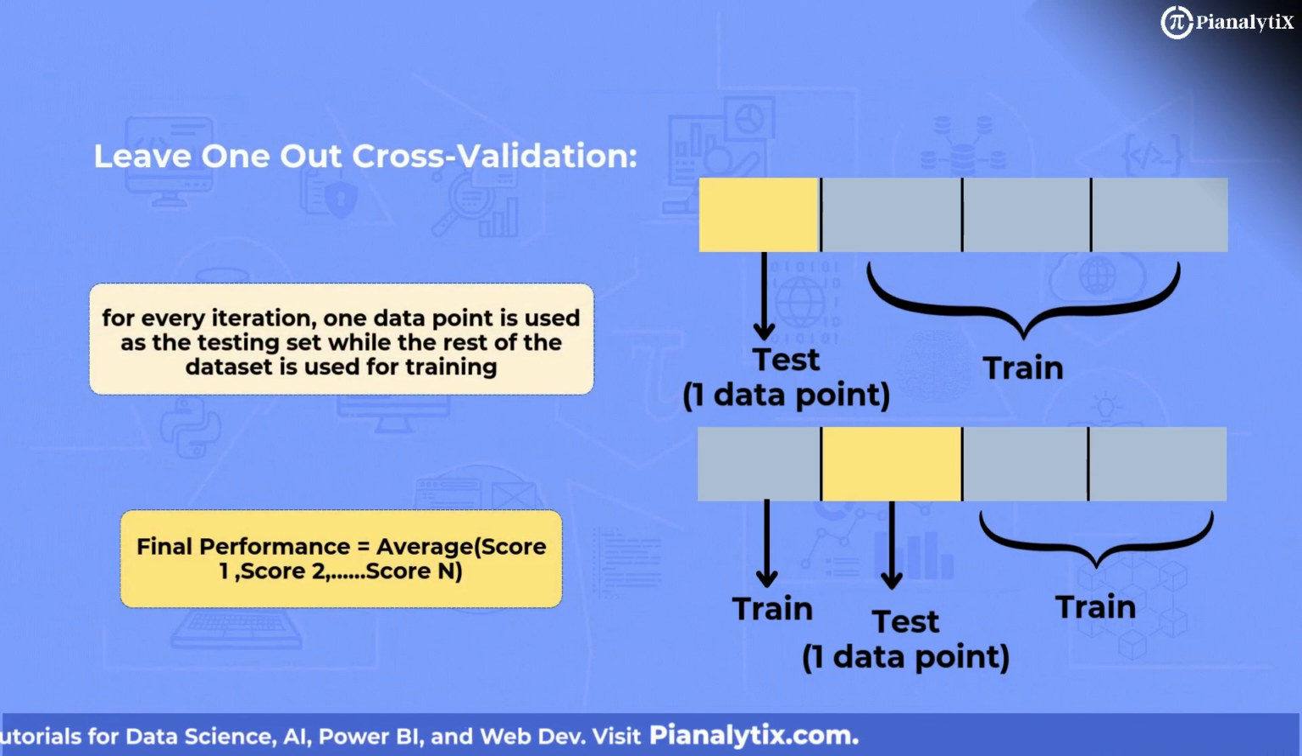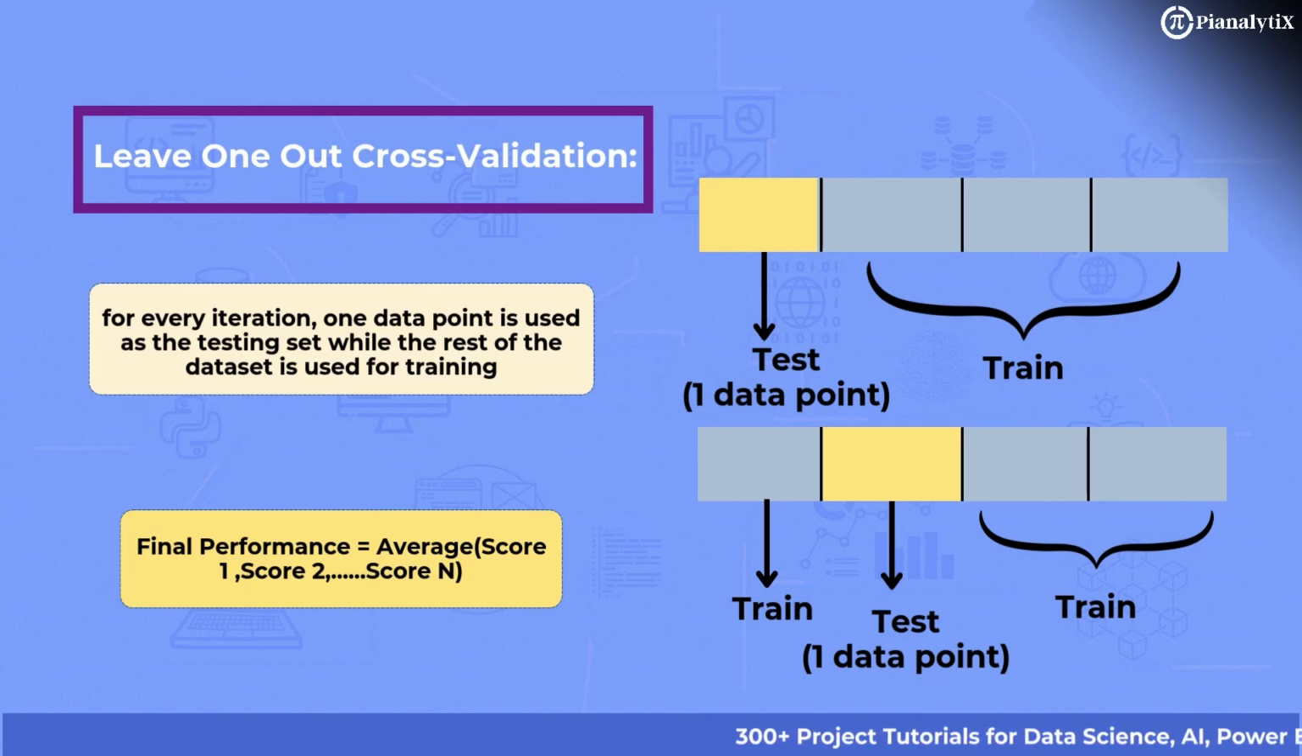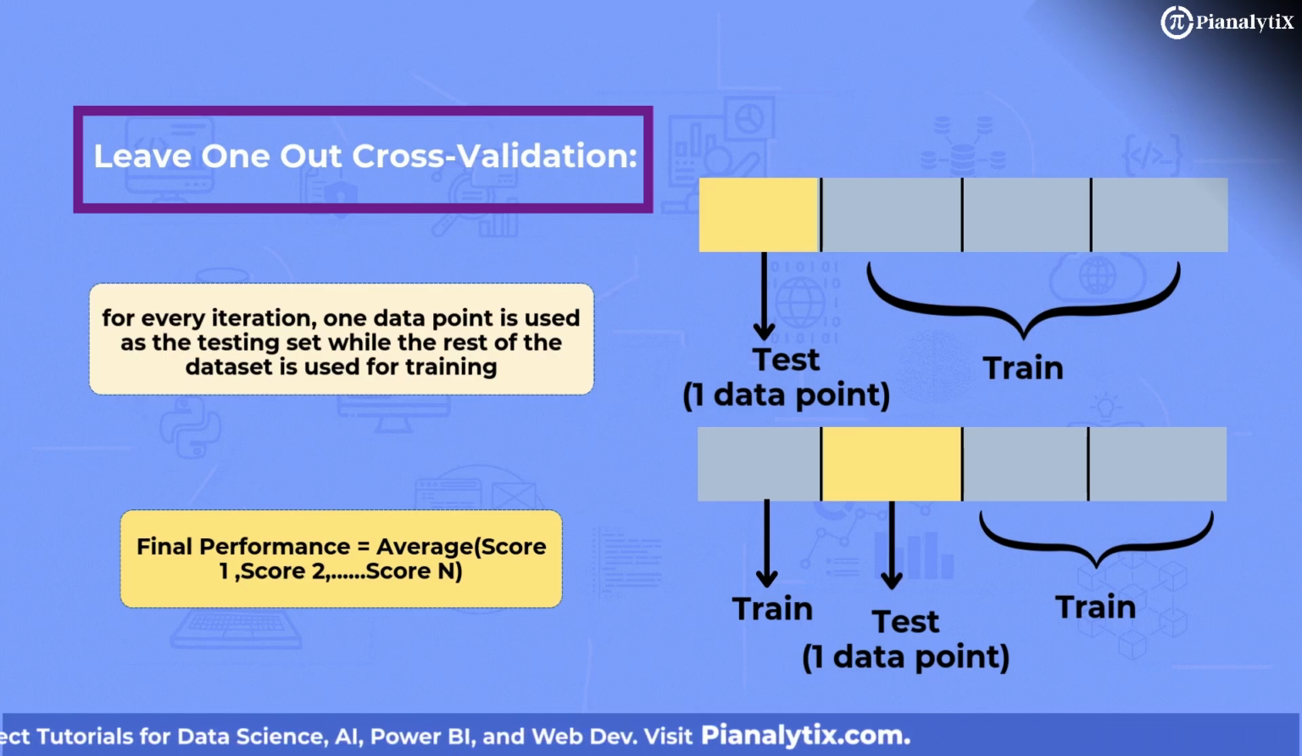Third, leave-one-out cross-validation. This is an extreme case of k-fold where k equals the number of data points. In leave-one-out cross-validation, each data point is treated as its own fold. This means that for every iteration, one data point is used as the testing set while the rest of the dataset is used for training. This process is repeated for every data point and the final score is the average of all individual iterations.